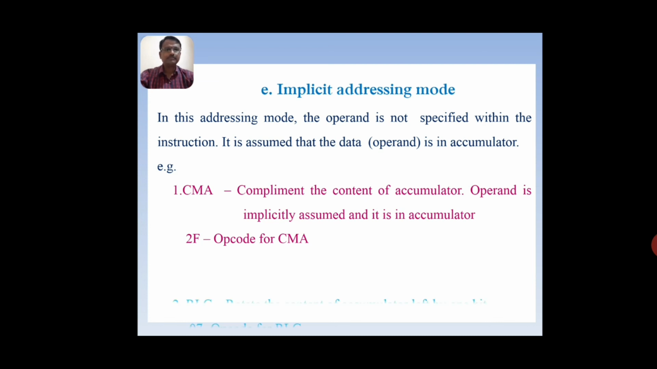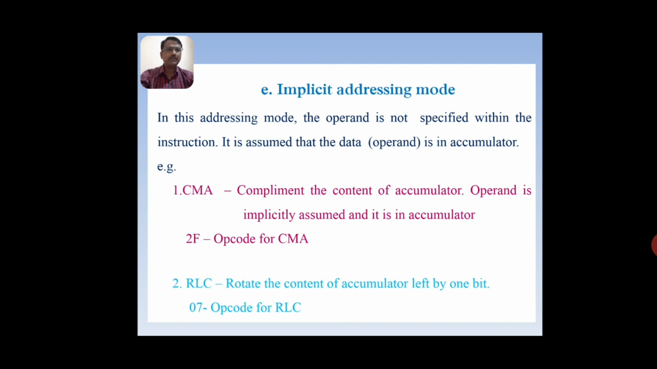One more example, RLC, rotate the content of accumulator left by 1 bit. Again with RLC, the operand is not mentioned, it is assumed implicitly that it is in the accumulator, and when this instruction executes, the content of the accumulator will rotate to the left by 1 bit, and this is given through the binary code 07. So in this addressing mode, the operand is not specified, it is implicitly assumed, and it is the accumulator.